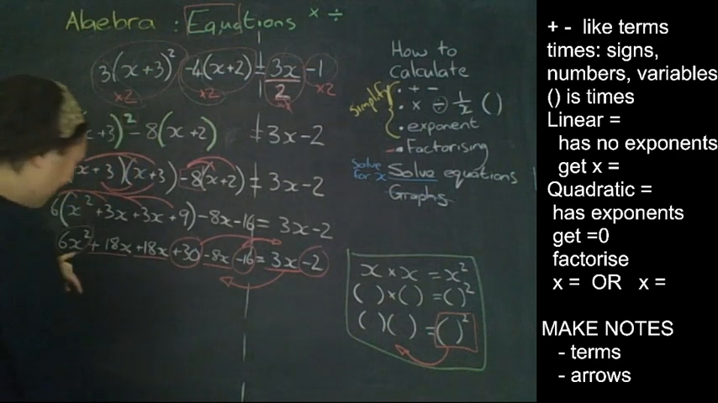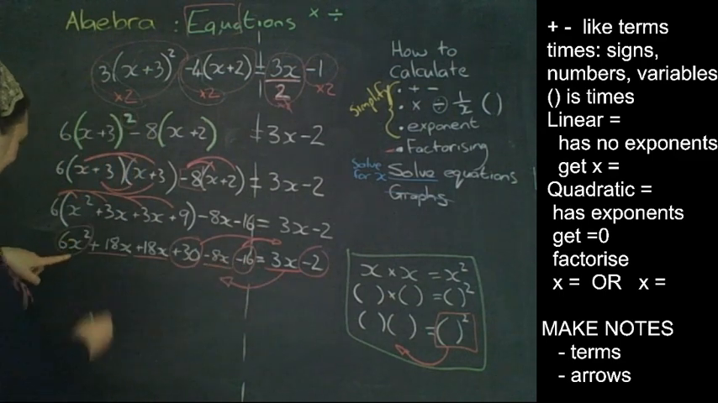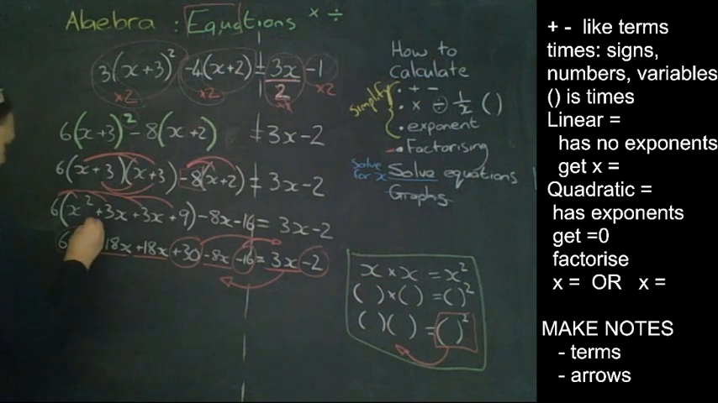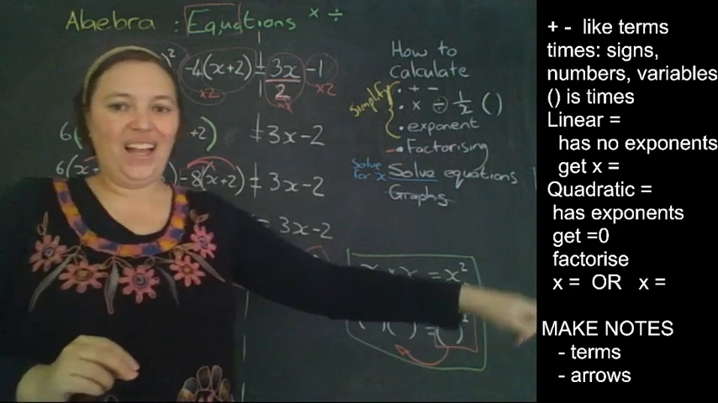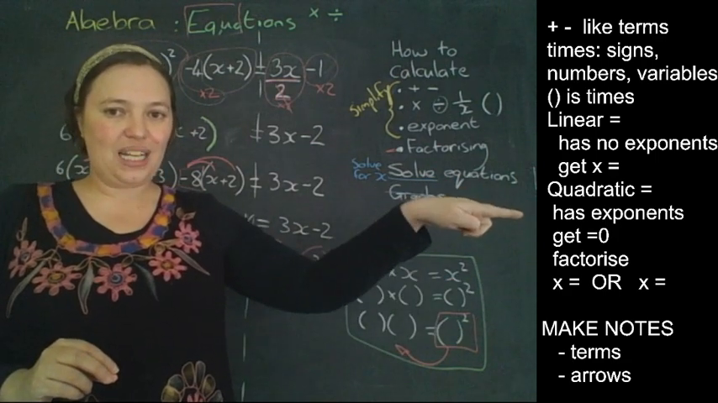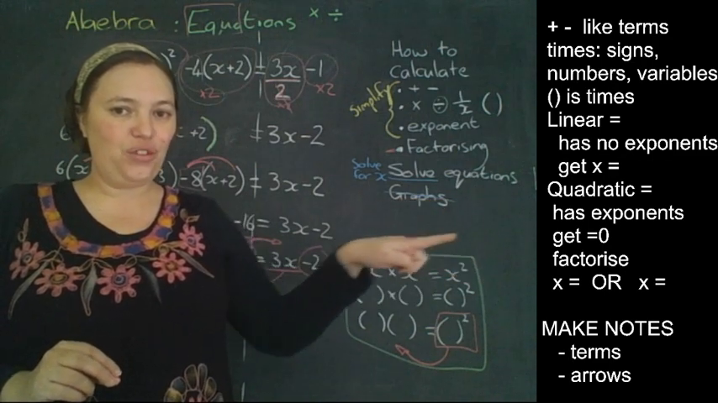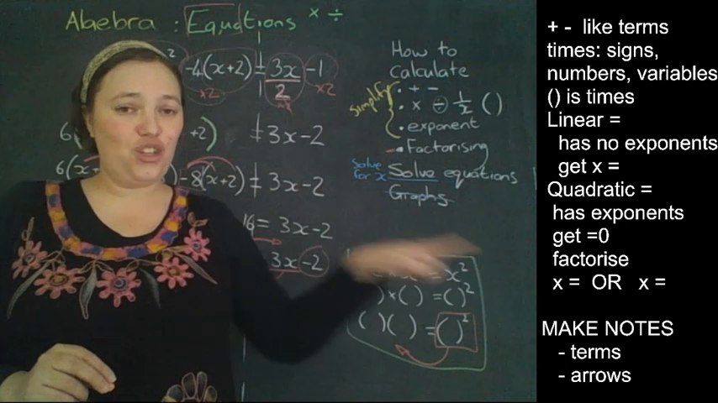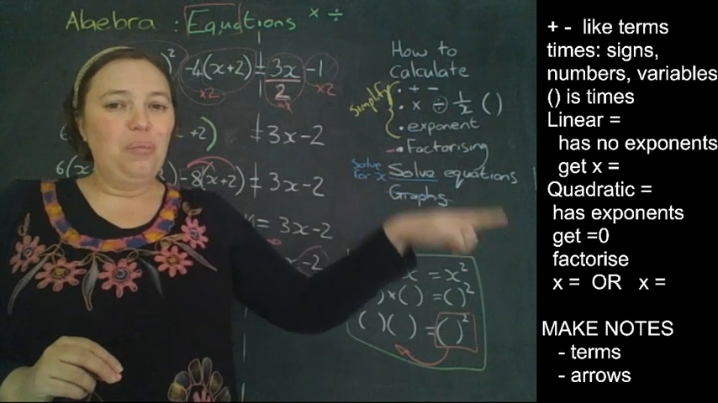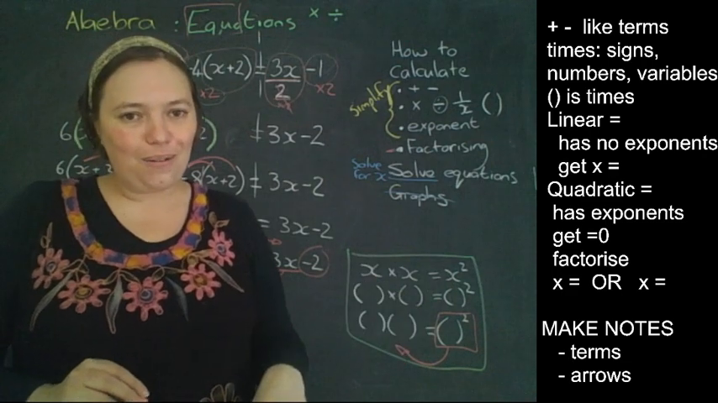Okay. So when we get here now, we can see that here's a squared. There's an x squared. What does that mean? That means quadratic. It's going to be a quadratic because it has exponents, which means we have to get equal 0 and factorize and get 2 answers for x. But we haven't done this yet. We haven't practiced it yet, so we're not going to do it now.